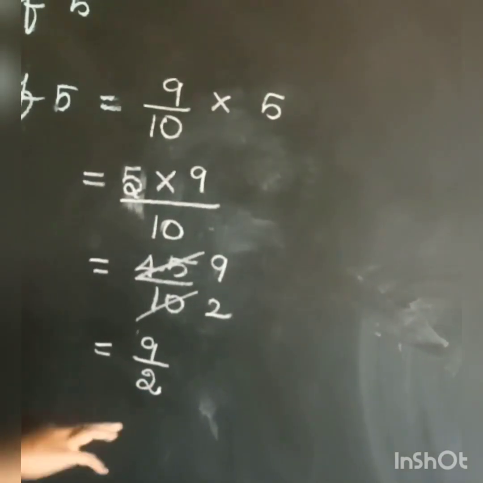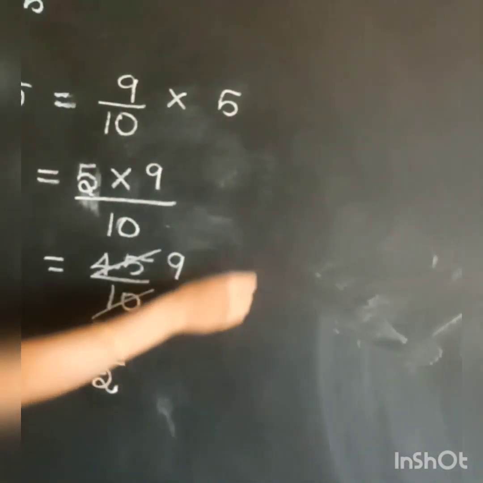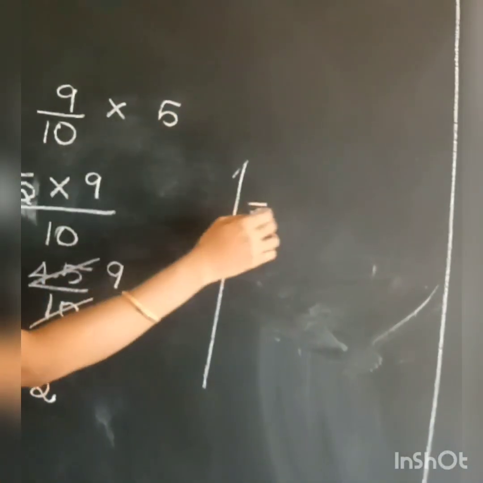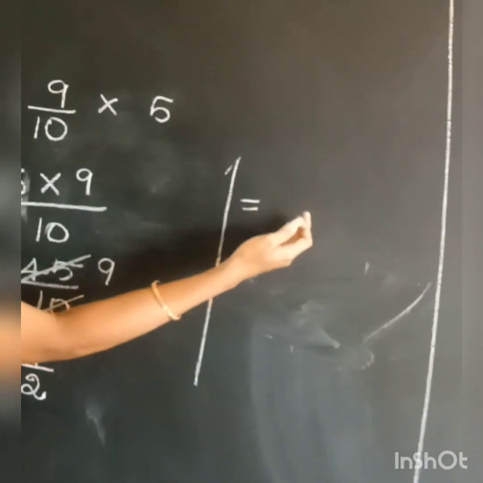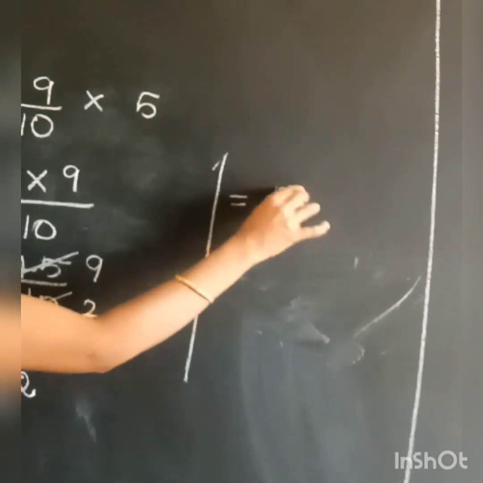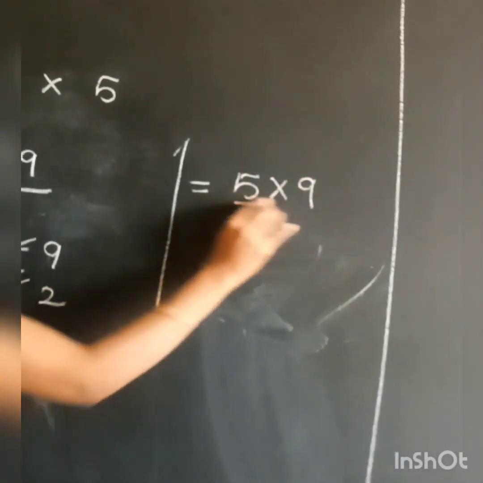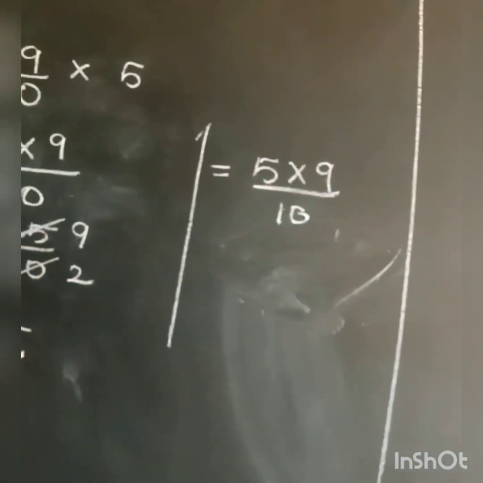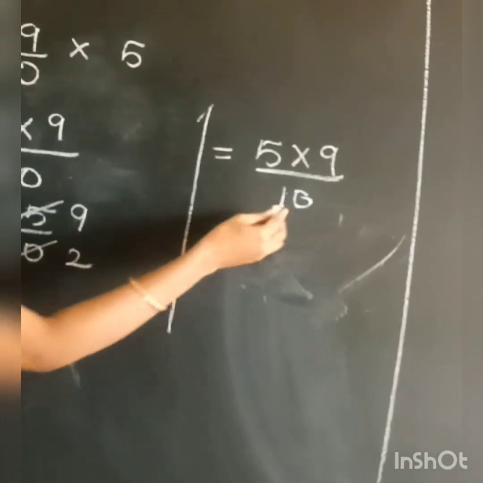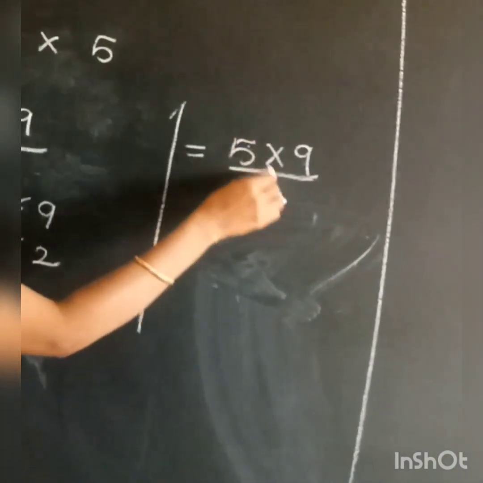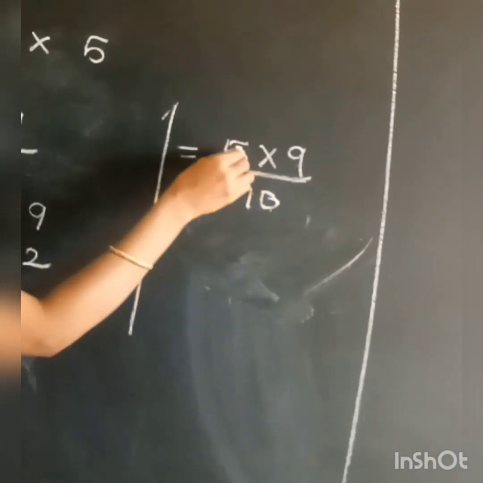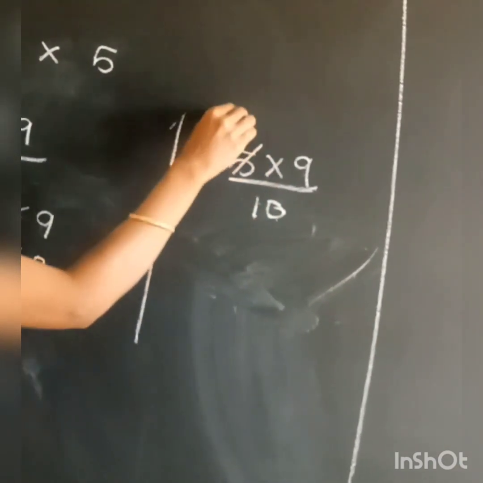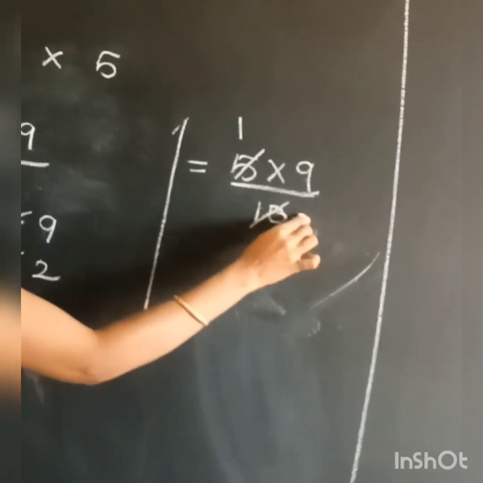Okay, I will show another method for the same sum. Listen here. I am going to explain the next method. Okay, 5 into 9 divided by 10. You can directly multiply and simplify. This is one method. And another method is, see here, this is 5, here 10. So 5 and 10 are multiples of the 5 table. So 1 5s are 5, 2 5s are 10.